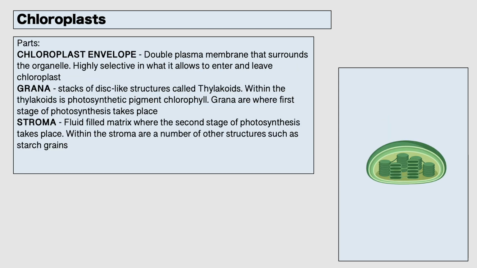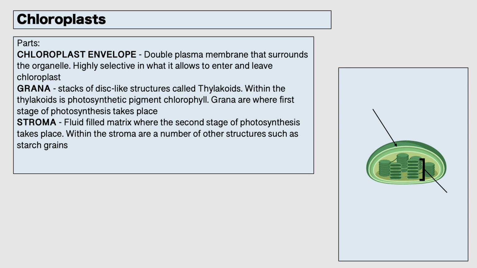Okay, now moving on to chloroplasts. So first we have the chloroplast envelope, which is the double plasma membrane that surrounds the organelle. It's highly selective in what it allows to enter and leave the chloroplast. The grana are the stacks of disc-like structures, and these discs are called thylakoids. Within the thylakoids is the photosynthetic pigment chlorophyll.